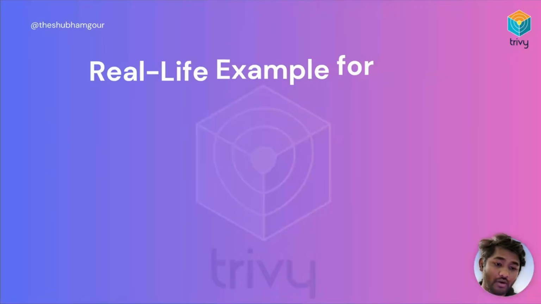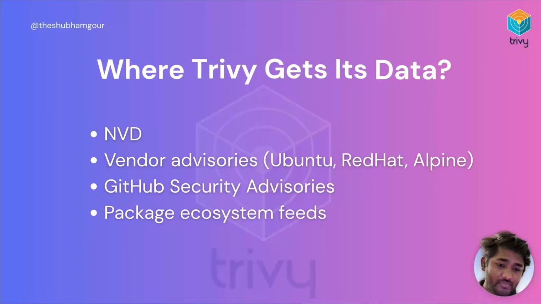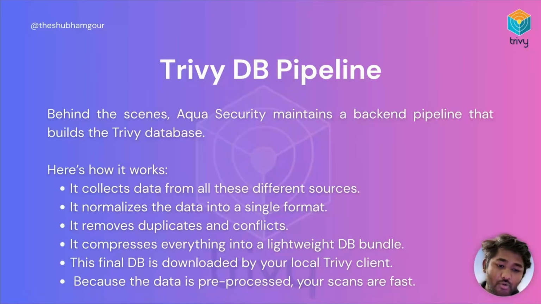Now, based on that, what is happening at the next level is it normalizes the data into a single format. It removes the duplicated entries and conflicts. It compresses everything into a lightweight DB bundle. And this lightweight DB bundle is downloaded to your local client. So remember, whenever you are running trivy image followed by ubuntu:latest, it actually updates the database. That updated database is coming from this compressed place. And because the data is already compressed and pre-processed, your scanning is even faster and you are able to generate the report in no time.